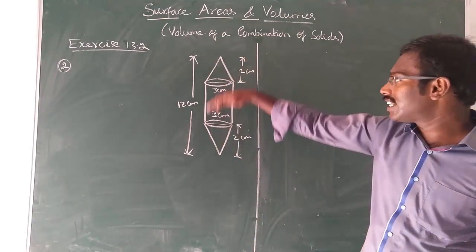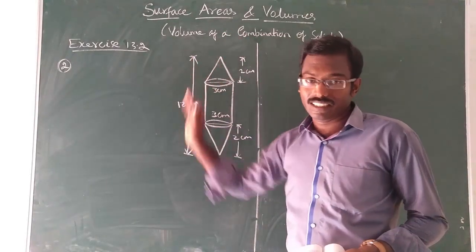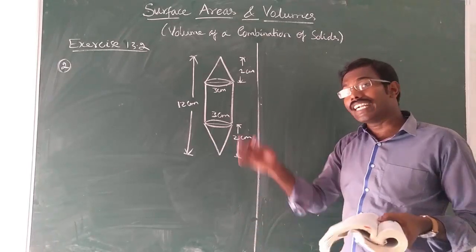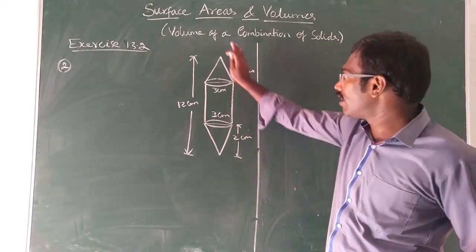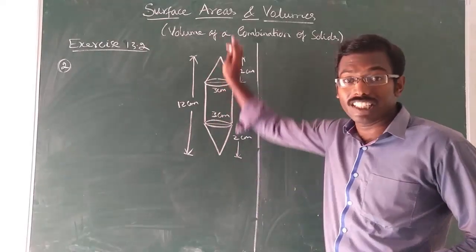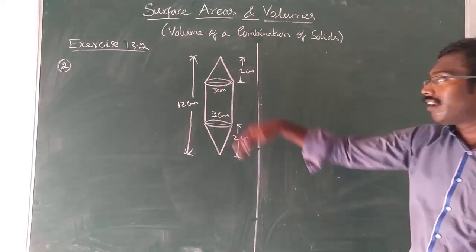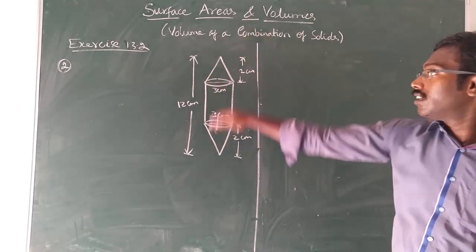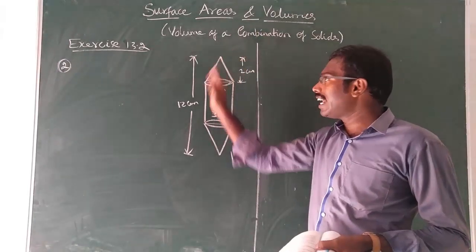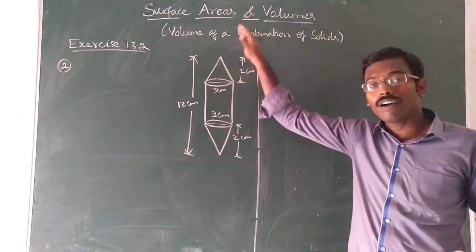You consider this as a hollow shape. That is, inside nothing is there. Inside is empty, and that is filled with air. So volume of air means nothing but the volume of this shape, this solid. Understood or not? Volume of this model. Because the whole model is filled with air, the volume of air means the volume of the model.